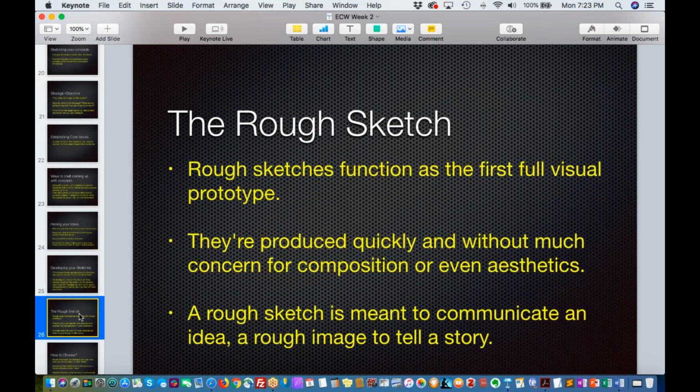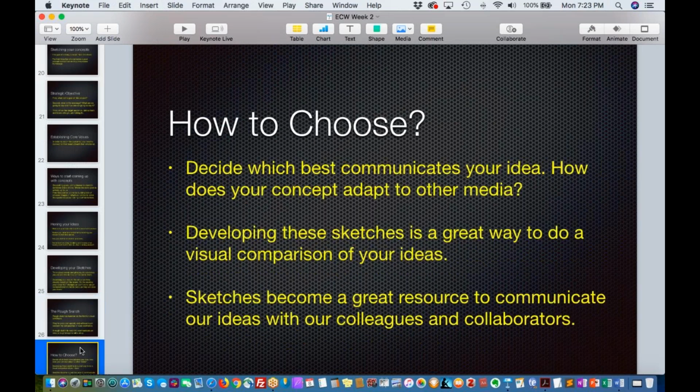So the rough sketch is going to let the client know what the visual prototype is going to look like. They're produced kind of quickly, so it doesn't have to be perfectly hand drawn, but it's got to be neat enough that it's not just a bunch of squiggles on the paper with stick people. It's supposed to show the client the direction of your ad campaign that you are creating for them. So it's meant to communicate the idea.